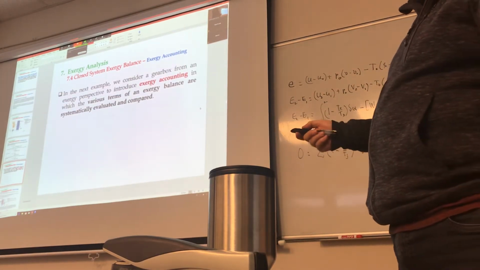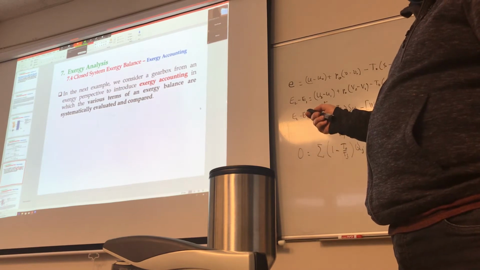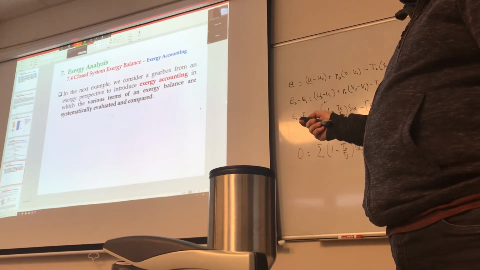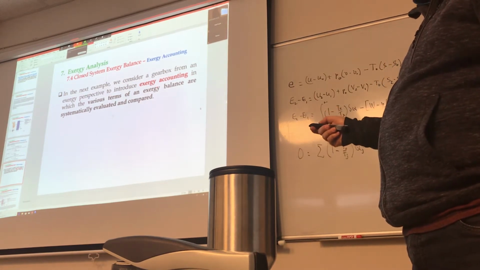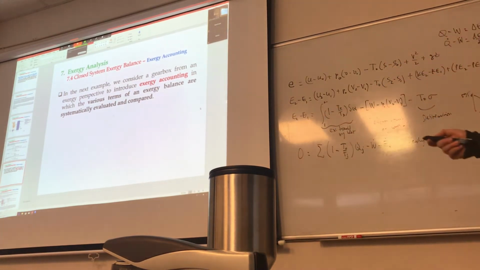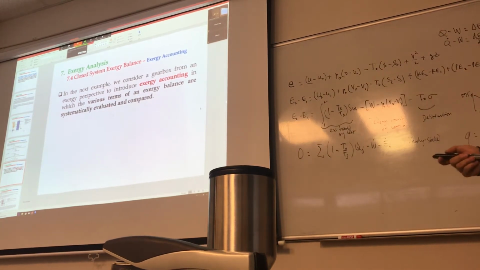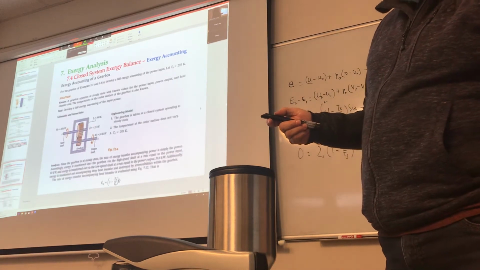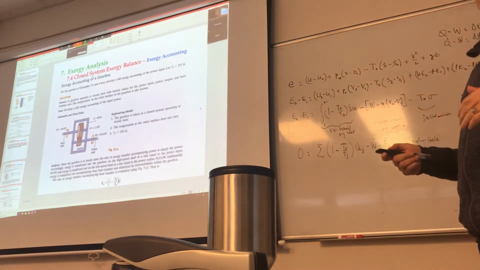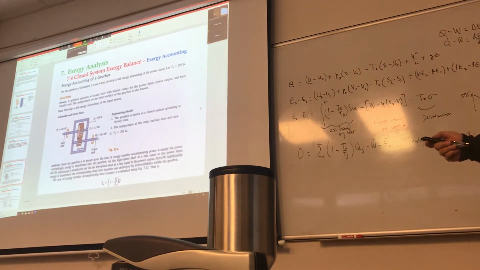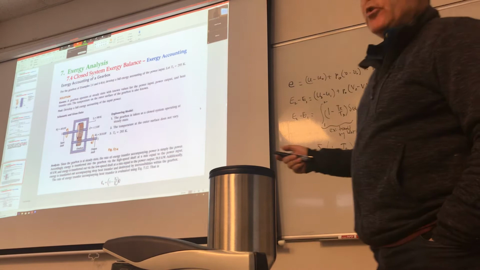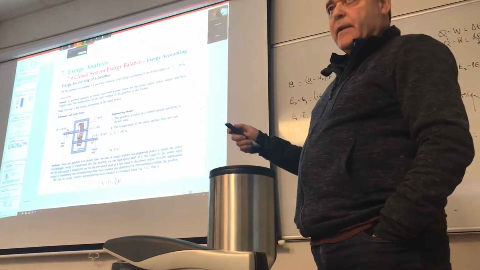In the next example, we consider a gearbox from an exergy perspective, to introduce exergy accounting, in which the various terms of an exergy balance are systematically evaluated and compared. This is one example that we've seen, I believe, in chapter 2 when we were doing the first law. But look at the system. The system is really what encloses the entire thing.